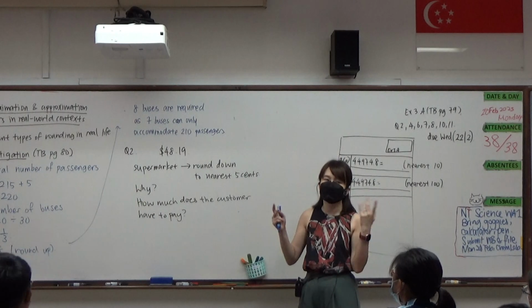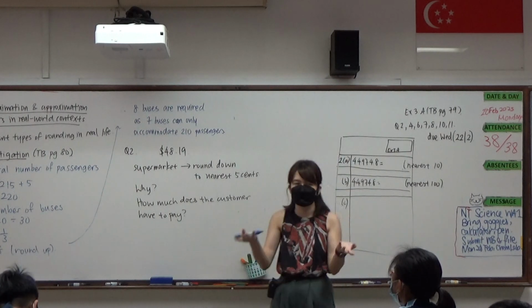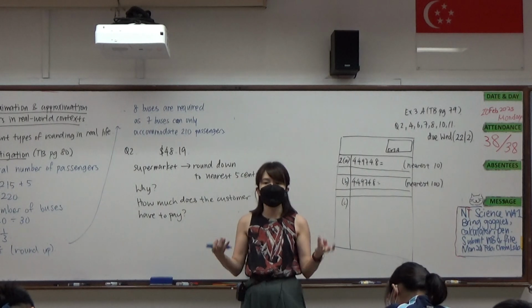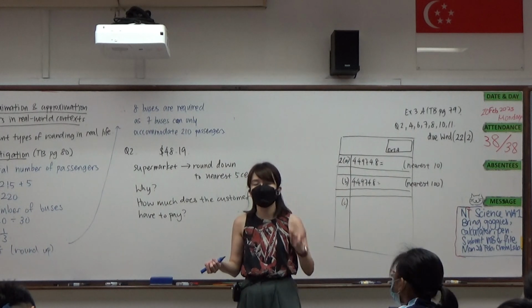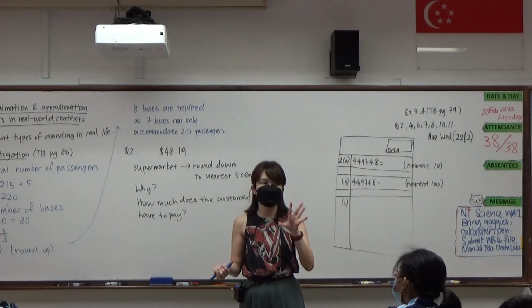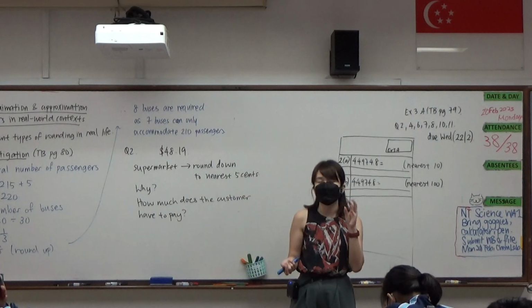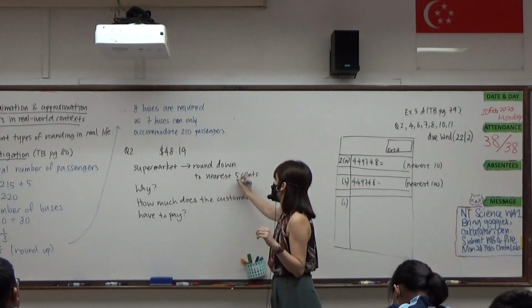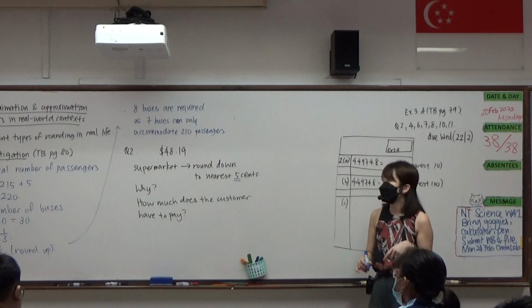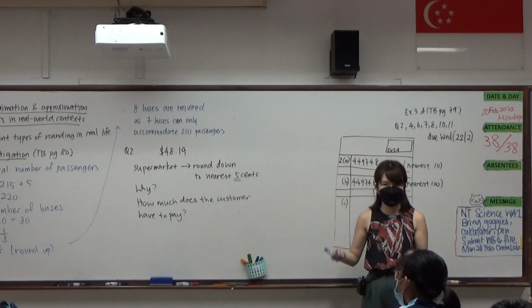There are no more 1 cent coins. Long time ago when I was your age, there were still 1 cent coins. But now there are no more 1 cent coins already. What's the smallest denomination of money? 5 cents, right? Our smallest currency denomination is 5 cents. That's why there's the choice of rounding to the nearest 5 cents, especially when we pay in cash.